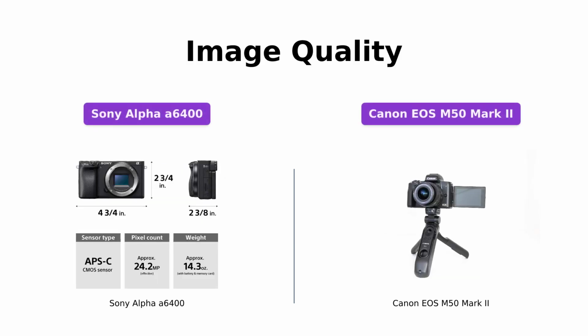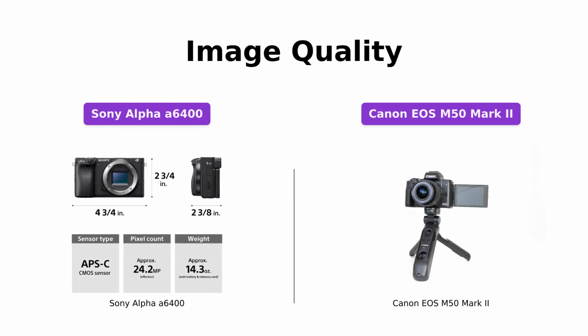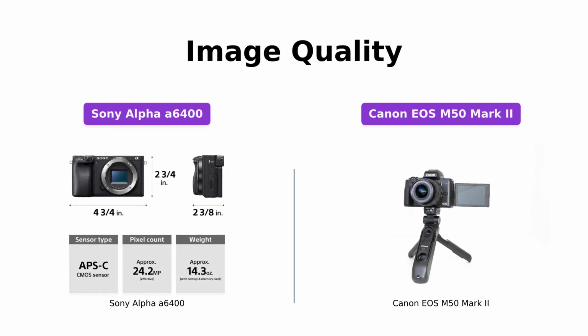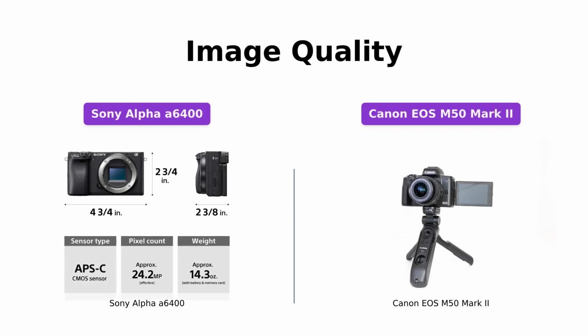When it comes to image quality, both cameras excel. The Sony Alpha a6400 features a 20.1 MP back-illuminated 1x Exmor RS CMOS sensor, while the Canon EOS M50 Mark II boasts a 24.1 megapixel APS-C CMOS sensor. Both sensors deliver sharp and high-resolution images, ensuring every detail is captured.